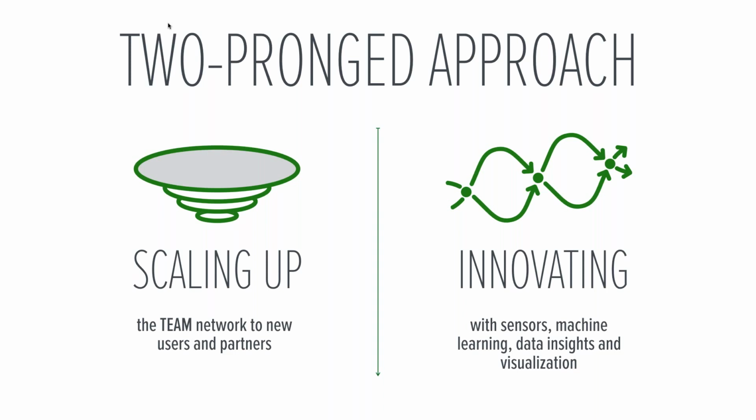And then the other part is innovating. So this is a huge problem. Camera trap data is heavy data, it's a lot of information, and it's difficult to process and manage. So how can we use technology to make that better? How can we use artificial intelligence, for example, to identify animals in a picture? Right now, people in the TEAM network have to sit down at a computer and identify picture by picture. That takes a long time. So how do we speed up that process?